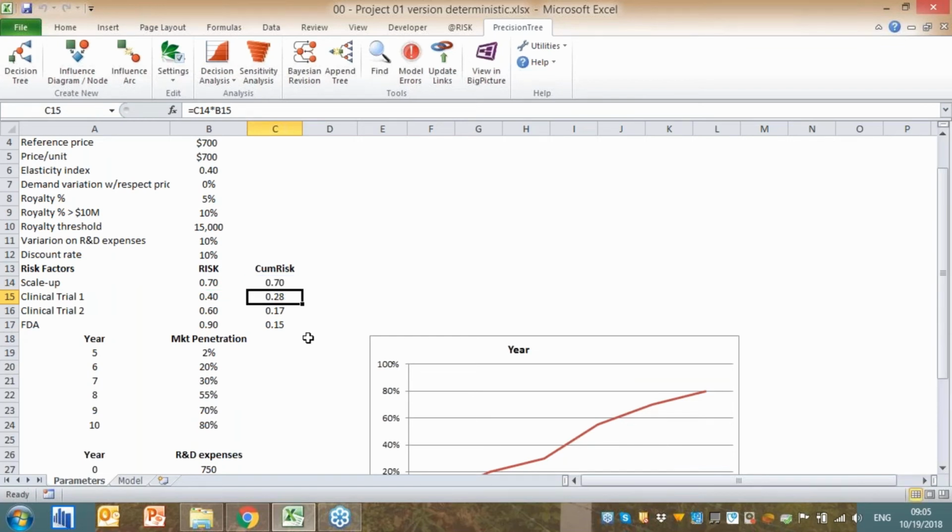That is going to be 28%. At the end of the day, what we're saying over here is that cumulatively, there's a 15% probability that this is going to be a successful project. In other words, only 1 out of 7 approximately projects of this nature are going to be successful.